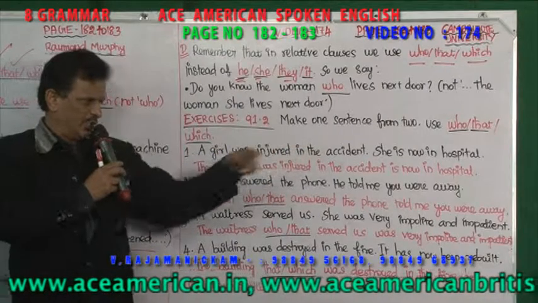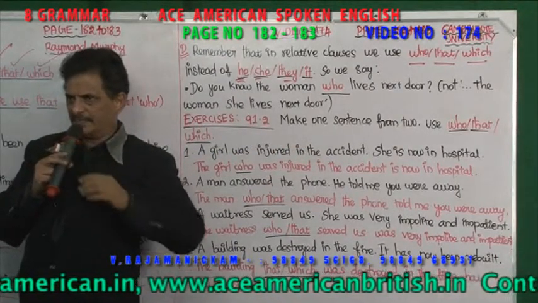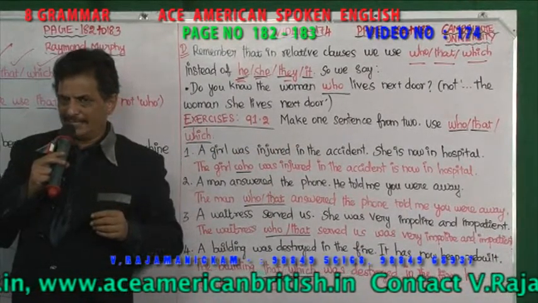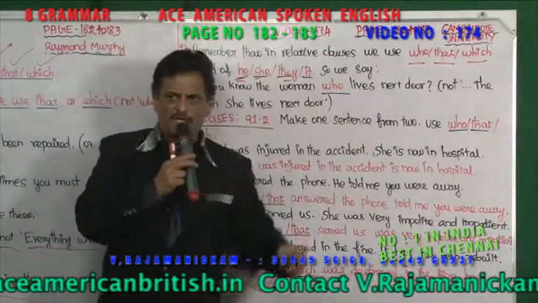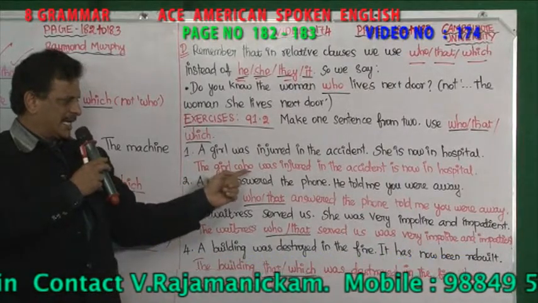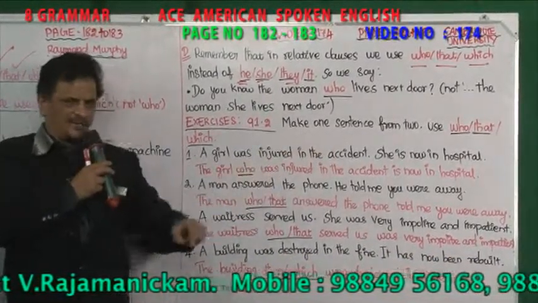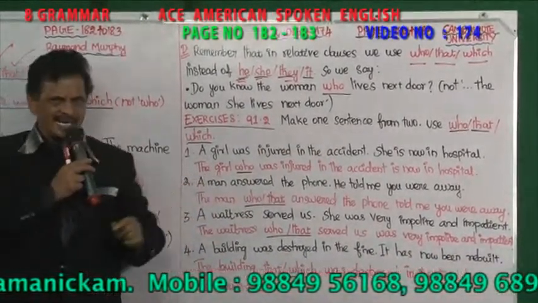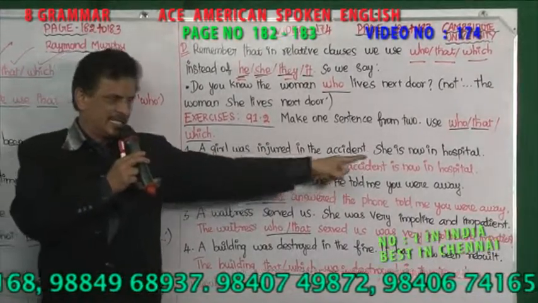A girl was injured in the accident. ஒரு பெண் ஒரு விபத்தில் காயமடைந்தாள், ஆக்சிடென்ட். She is now in hospital. அவள் இப்பொழுது ஆஸ்பத்திரியில் இருக்கிறாள். அந்த ரெண்டு வாக்கியத்தை இணைக்கிற பொழுது the girl who was injured in the accident is now in hospital. ஆயிரக்கணக்கான கேர்ள்ஸ் இருக்கிறாங்க. அந்த ஆக்சிடென்ட்டை பிடிக்கிற பொழுது the girl who was injured in the accident is now in hospital.